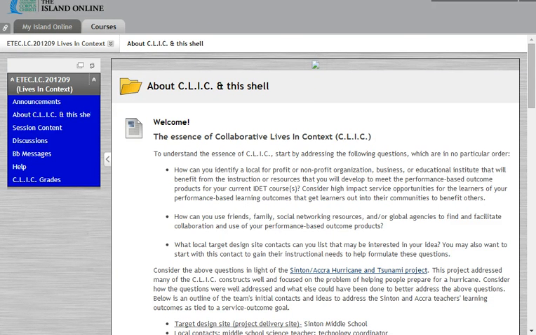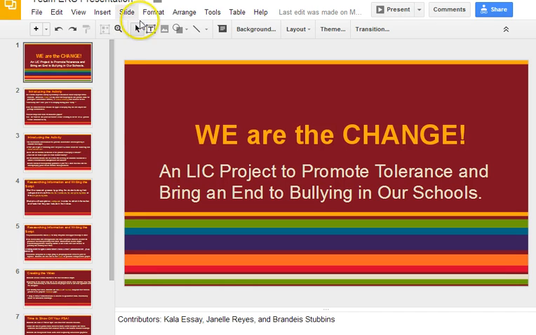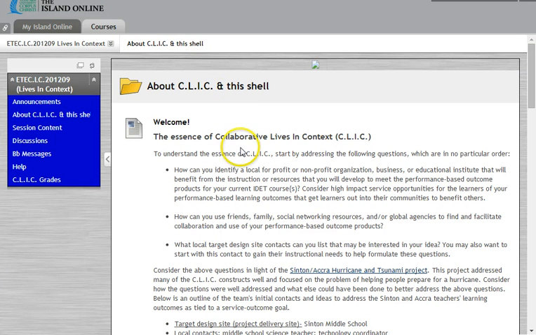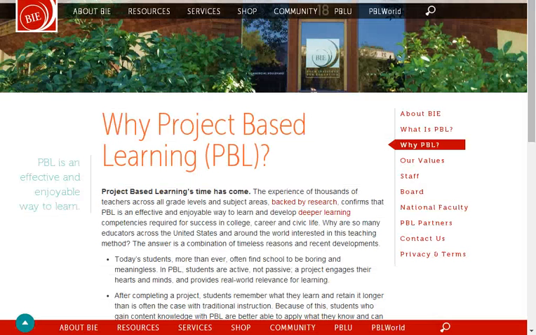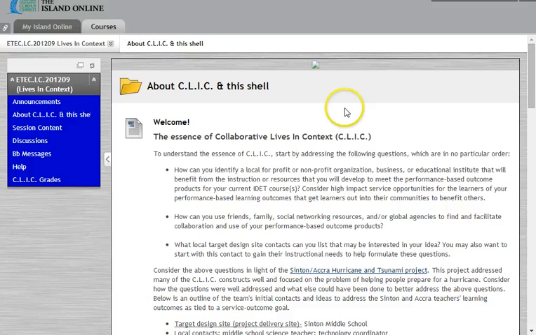We will start with a brief history of Collaborative Lives in Context, or CLIC. Project-based learning has been actively implemented in IDET 5320 since the fall of 2003. The coursework you will see here is based largely upon the works of David Marsan and resources such as Edutopia and the Buck Institute for Education. Over the years, Dr. Susan Elwood has added service and global connection components to produce the framework seen in CLIC. Dr. Rodriguez joined the CLIC implementation in 2012.